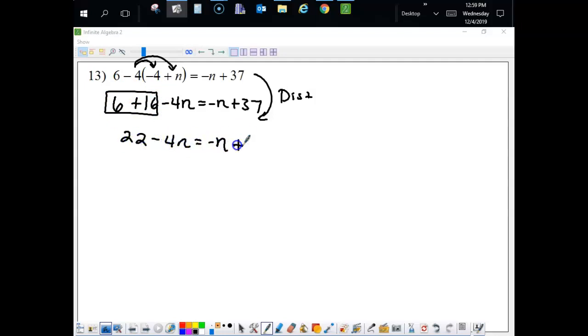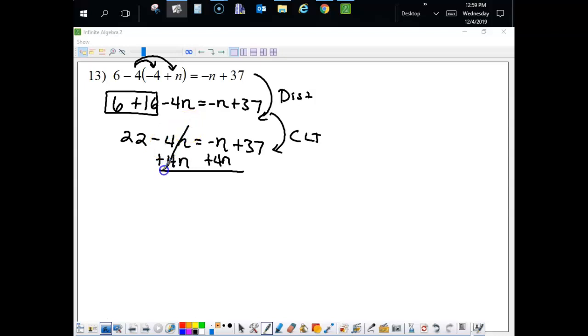Now here's where a new step is going to come in that we didn't have in the last one. I don't know if you guys can see what's different on this one, but it's the fact that there's an n on both sides. So what we do then is we want to move the one that's smaller. So what is smaller, negative 4n or negative 1n? Believe it or not, negative 4 is, right? So what I want to do is move this. Now you could move the negative 1, it's fine, by the way. I just suggest moving the one that's smaller.